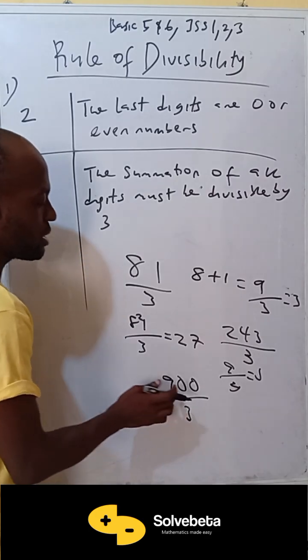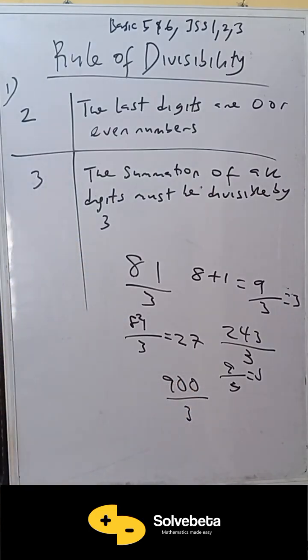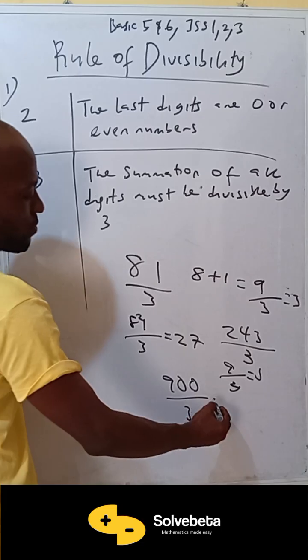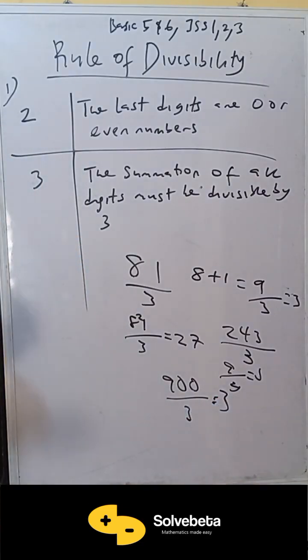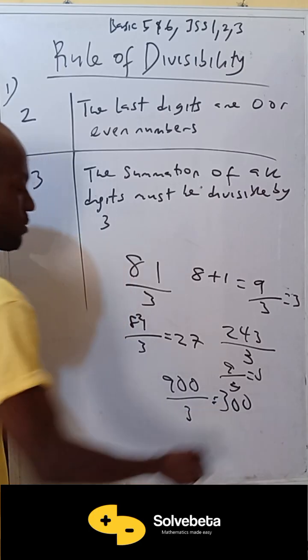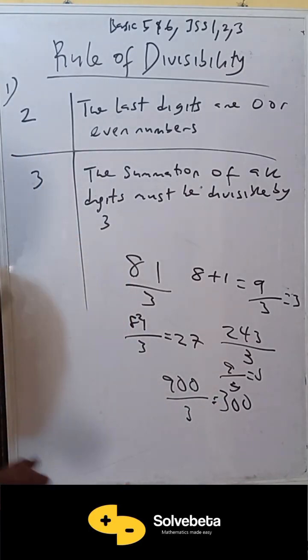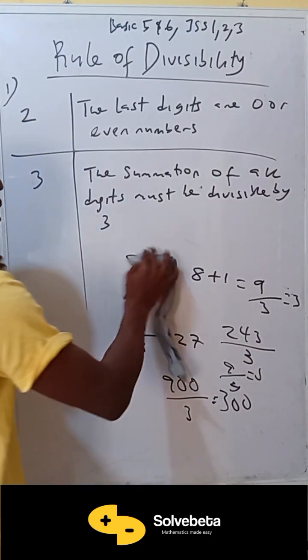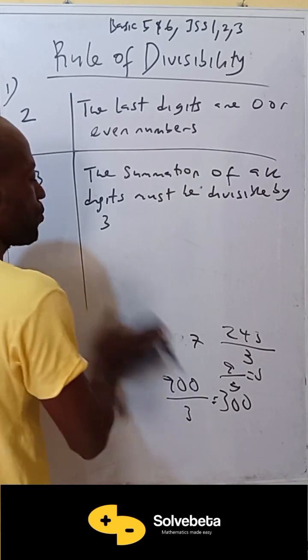Let's add all these digits. 9 plus 0 plus 0, 9. 9 divided by 3 is what? 3. So it can be divided. 9 divided by 3 is 3. So this can be divided by this to give you 300. So you can see how you can know. So that's the second row.